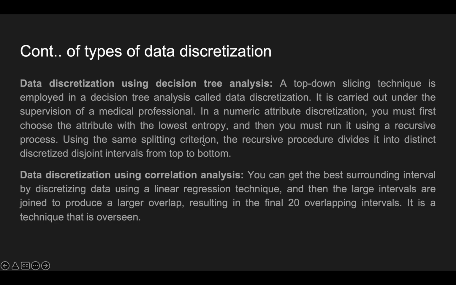You must first choose the attribute with the lowest entropy and then run it using a recursive process. Using the same splitting criterion, the recursive procedure divides the data into discretized disjoint intervals from top to bottom. Next is data discretization using correlation analysis. Here, the best surrounding intervals, in which the larger intervals are joined to produce a large overlap, result in the final non-overlapping intervals. This technique is supervised.